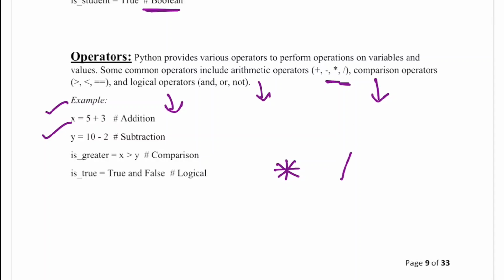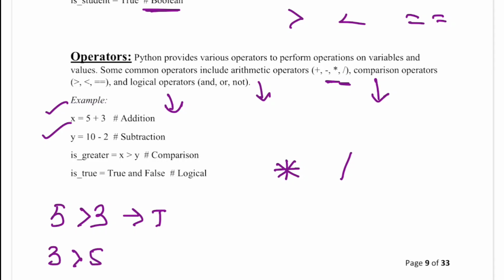Comparison operators are these three: greater than, less than, and double equals to. There is no explanation over here, but I'm going to do that. For example, I have 5 is greater than 3. Is this true? Yes. Now I have 3 is greater than 5. Is this true? No, that's false. This is just used to compare two values, the left hand side value compared to the right hand side value.